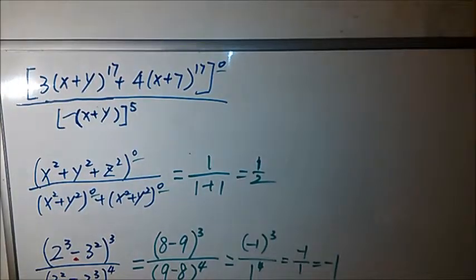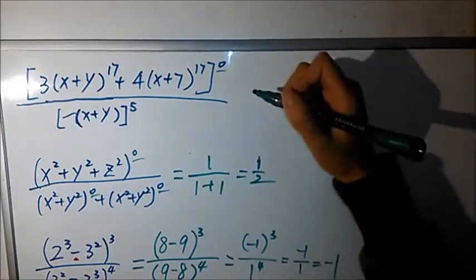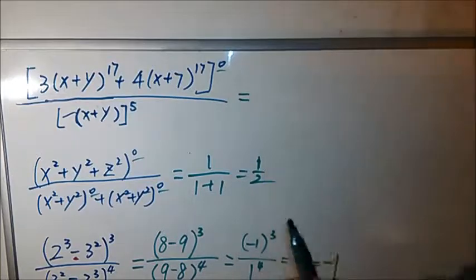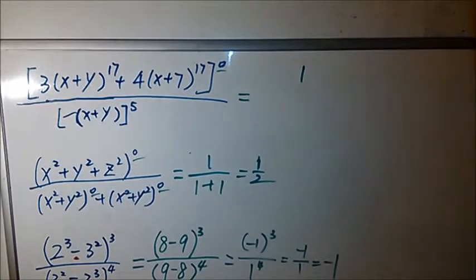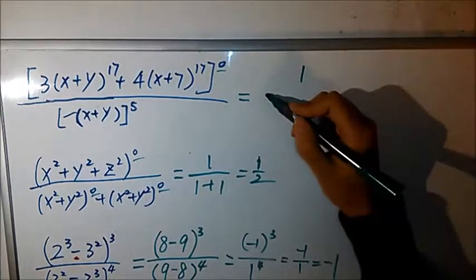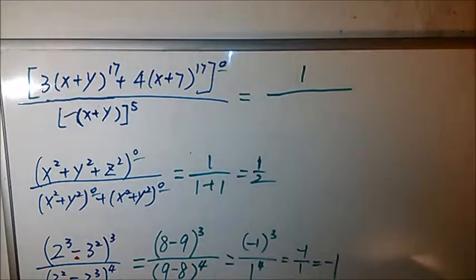Okay, so let's look at the numerator of the first one. Let's move to the first one, and we see that we have a power of 0. Anything to the power of 0 is 1. So the numerator will be equal to 1. Now let's look at the denominator. We see that we have a parentheses within the parentheses.